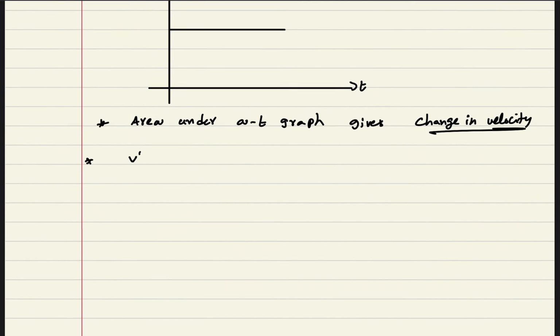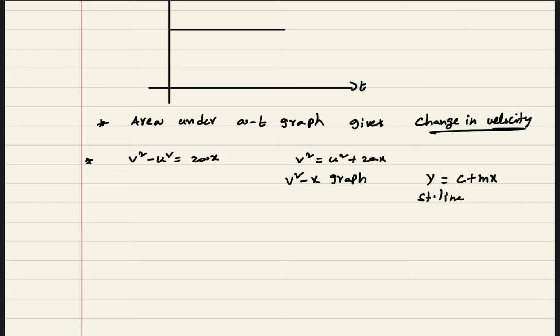These are the few graphs. Other than this, we can draw different graphs also. Suppose v square minus u square is equal to 2ax. If you write v square is equal to u square plus 2ax, the v square x graph looks like y is equal to c plus mx, a straight line.